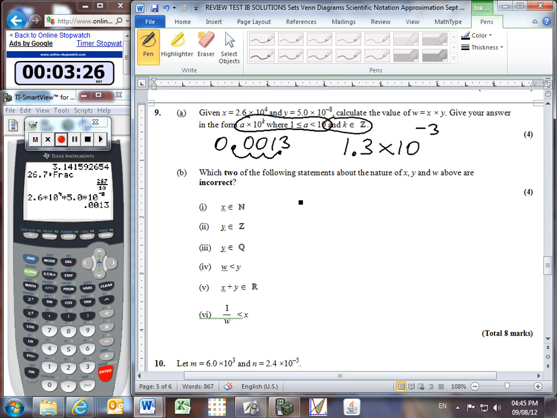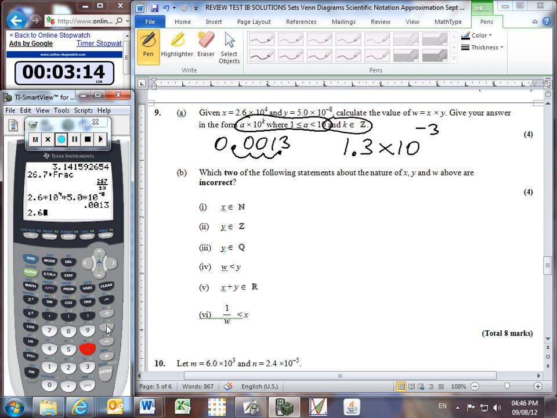Part B. Which of the two following statements about x, y, and w are incorrect? So, is x a natural number? Well, if we rewrote x, 2.6 times 10 to the power of 4, as a regular number, 26,000. This is certainly true.